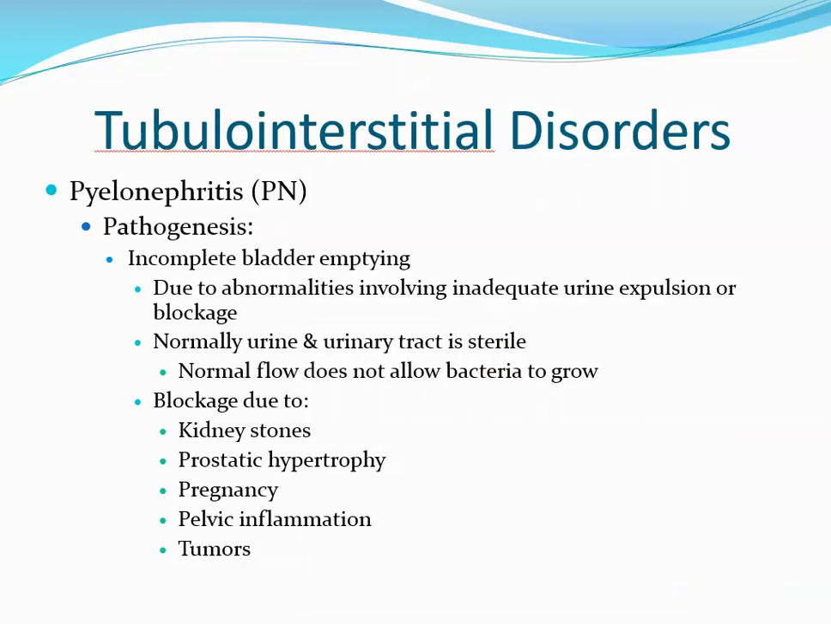Main cause is incomplete bladder emptying. This could be due to bladder abnormalities that involve inadequate urine expulsion pressure or a blockage of urine overflow. Normally, urine and the urinary tract are sterile, except in the distal portions of the urethra. Also, the normal flow of urine does not allow bacteria to grow. However, if emptying is incomplete, this provides a medium for bacteria in the urethra to begin to grow. Sources of blockage may be due to kidney stones, prostatic hypertrophy, pregnancy, pelvic inflammation, or possibly tumors.